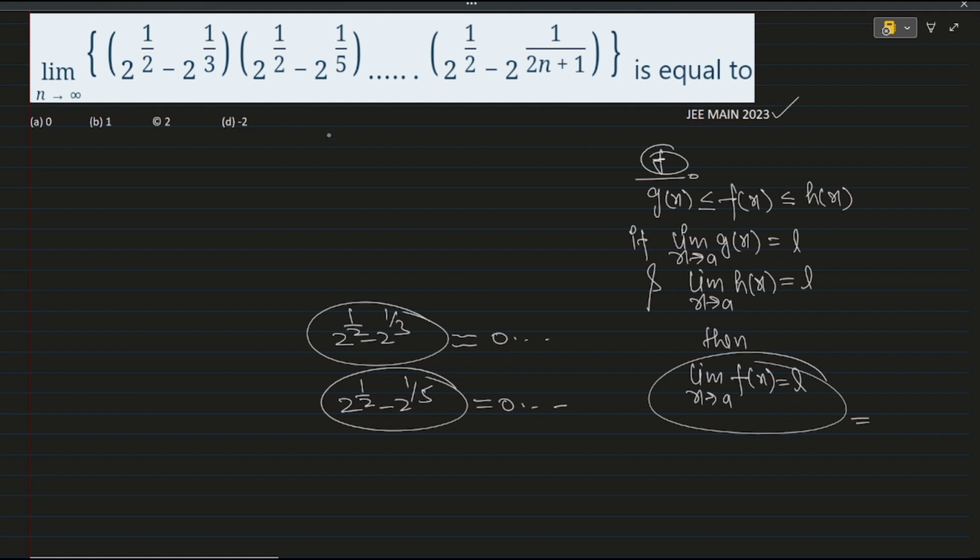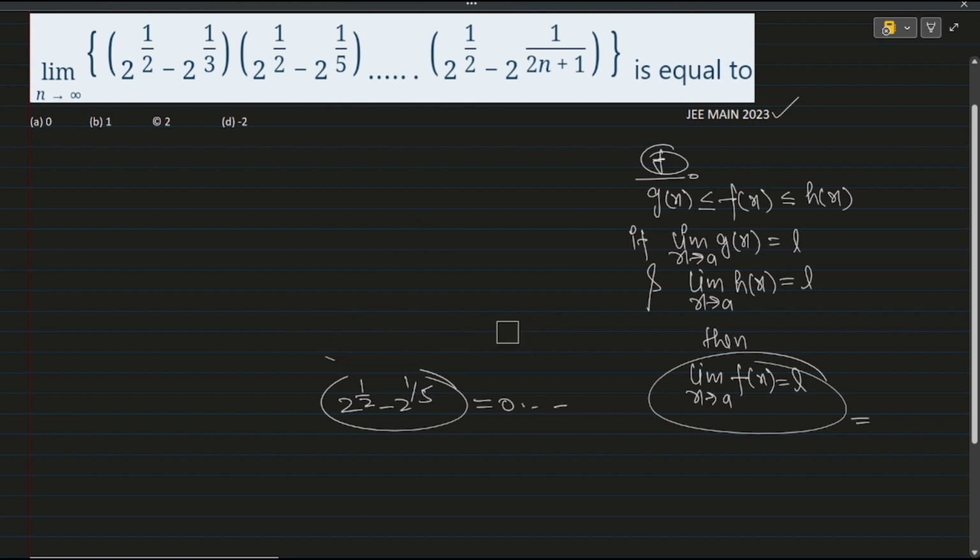So if you do the product of all the values, how many terms are there? n terms are there. You are going up to n. So if you take the product of n terms, that means the values are very close to each other, 0 point something, 0 point something. So we can't find the product directly. Now how to deal with this? So we will apply the Sandwich theorem here.